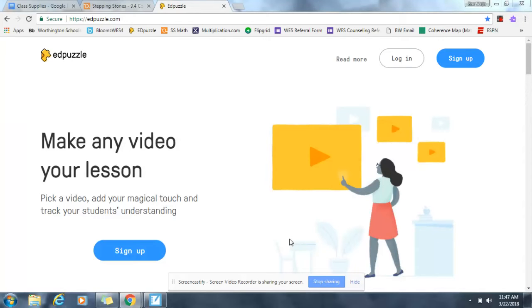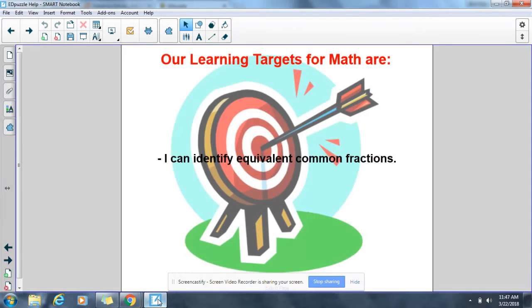Welcome to your Edpuzzle homework tonight, dealing with making equivalent fractions. So what we're going to talk a lot about tonight is how do we make fractions that take up the same amount of space? All right, so our big target for tonight says I can identify equivalent common fractions. So again, we're going to talk a lot about making fractions that take up the same amount of space.